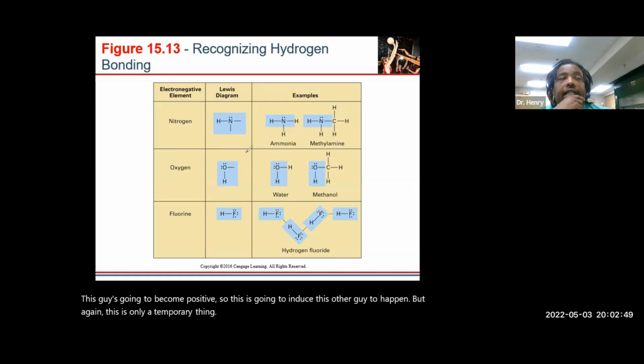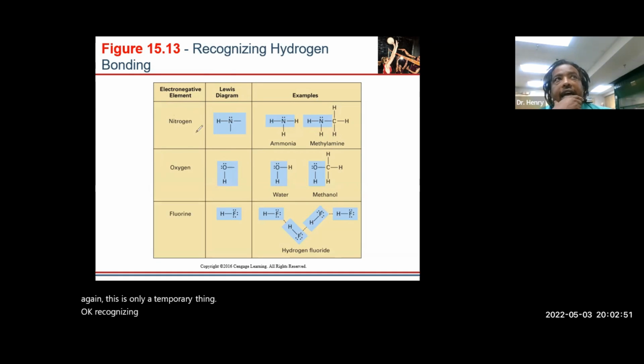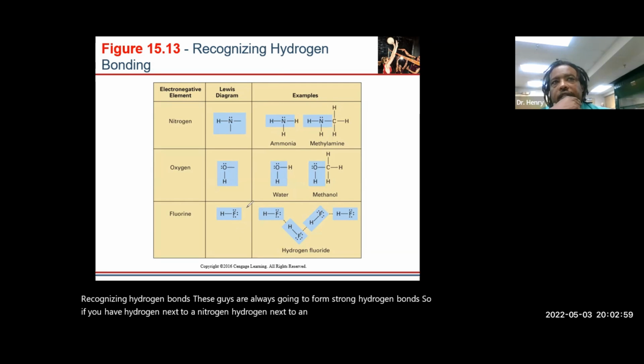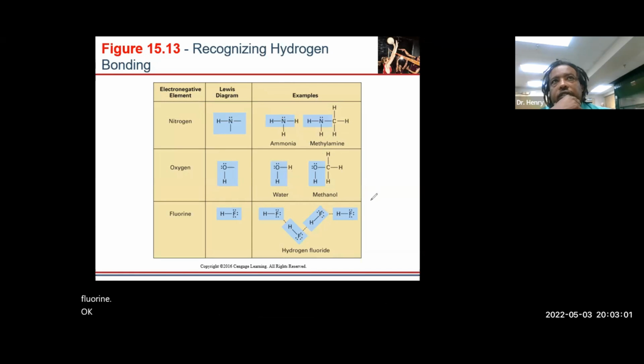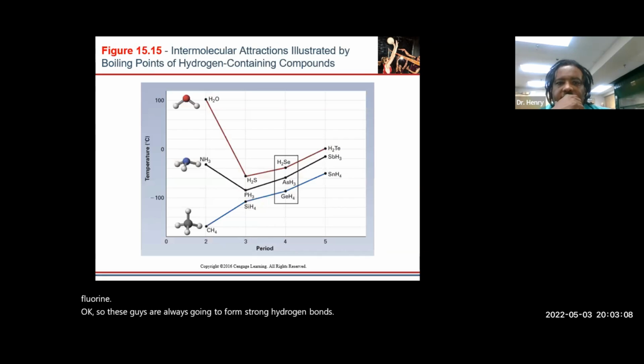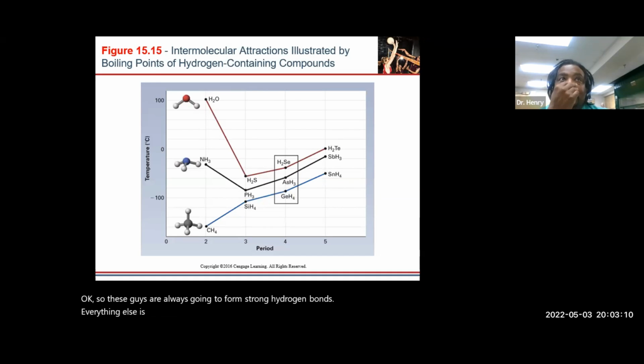Okay, now recognizing hydrogen bonds, these guys are always going to form strong hydrogen bonds. So if you have hydrogen next to a nitrogen, hydrogen next to an oxygen, hydrogen next to a fluorine, these guys are always going to form strong hydrogen bonds. Everything else is considered dipole.